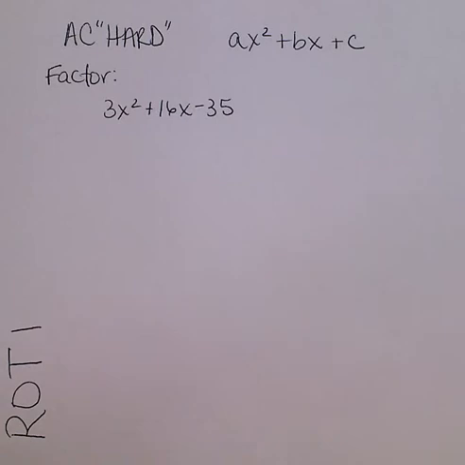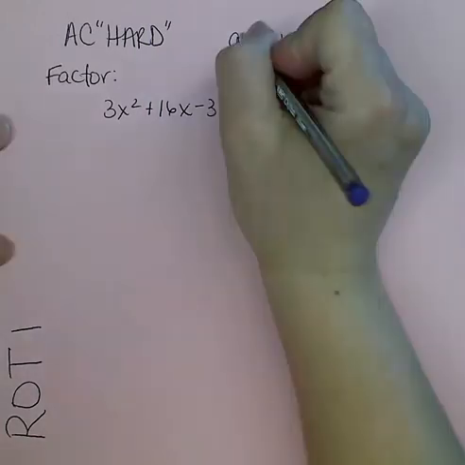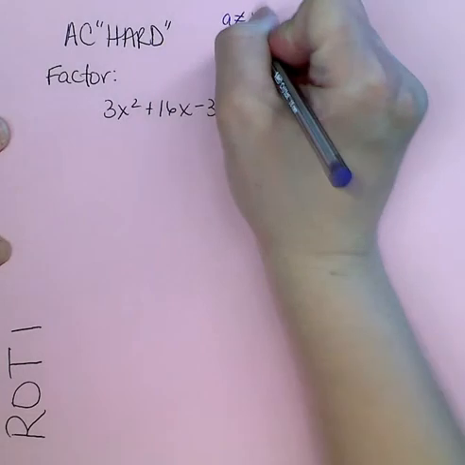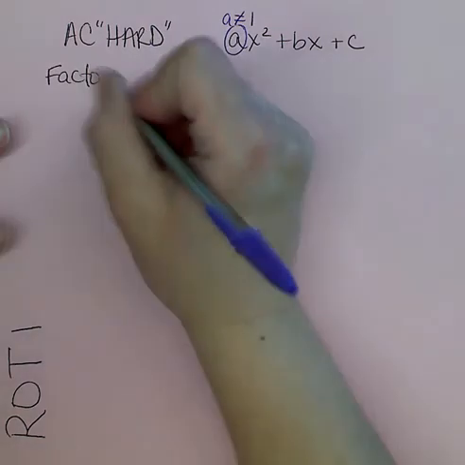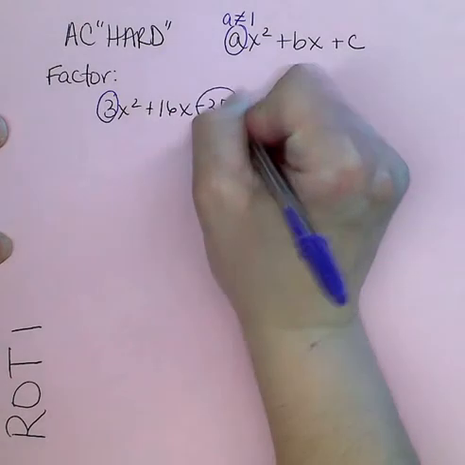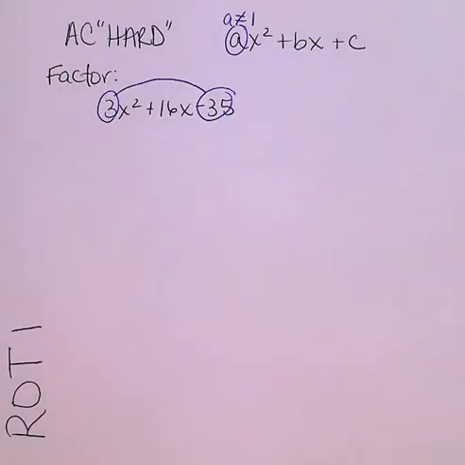In this lesson, we'll be practicing what's called AC hard, a trick to factoring when the leading coefficient is a number other than 1. You actually could use it when the leading coefficient is 1, but it's a lot more work than is necessary. The reason why I believe they call it the AC method is because we're going to multiply A times C.